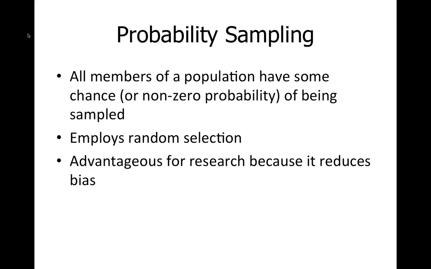So probability sampling employs random selection. It's advantageous for research because it reduces bias, or that's what it tries to do, is reduce bias in who is actually getting into your sample versus those who aren't selected to be in your sample. So simple random sampling is, in addition to having a non-zero chance of being selected, ideally each element of the population has an equal chance of being selected.